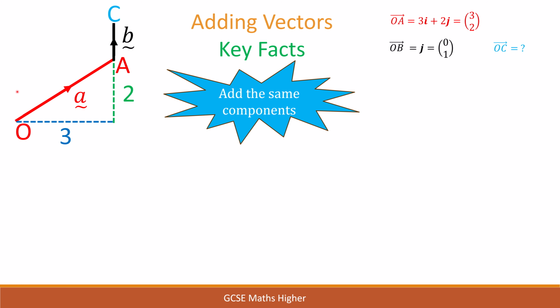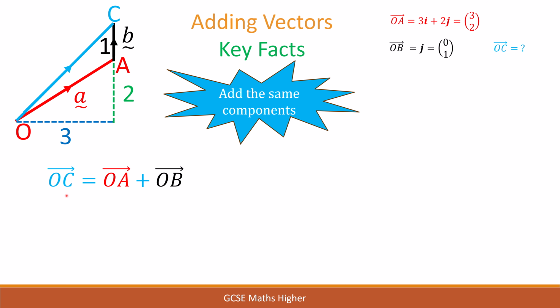So if I come up 1 unit here, this distance here is b, because it is parallel to the original vector here, which went up a distance of b. And that will take me to the point C, which is where I'm trying to get to. I'm going to work out the length OC. So OC is this vector here.